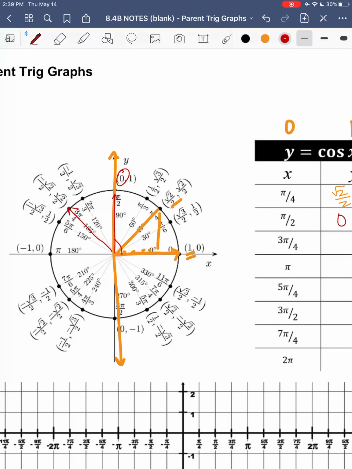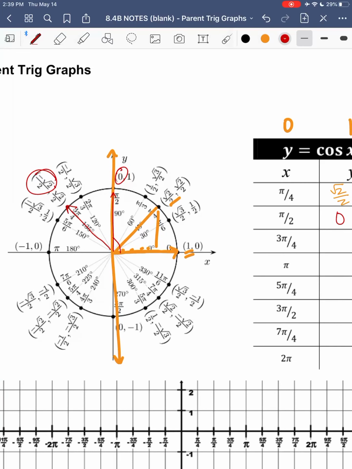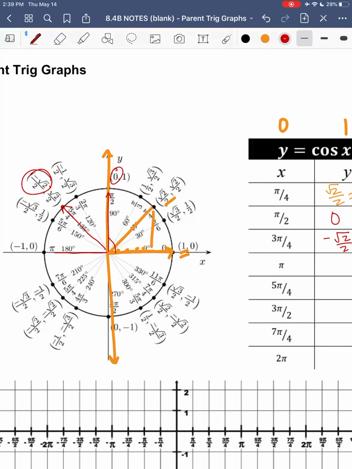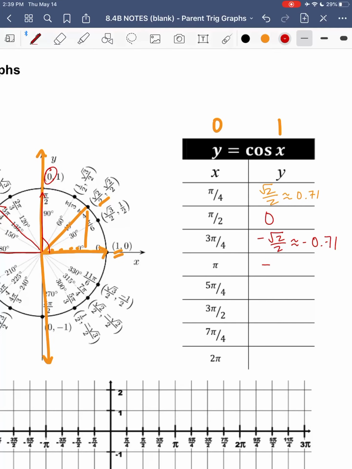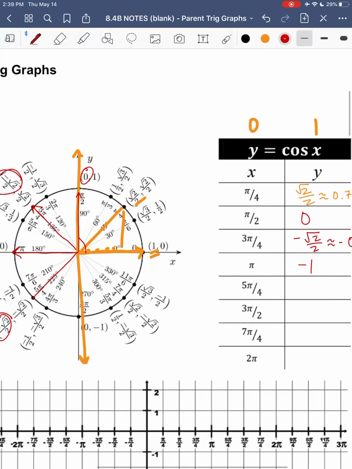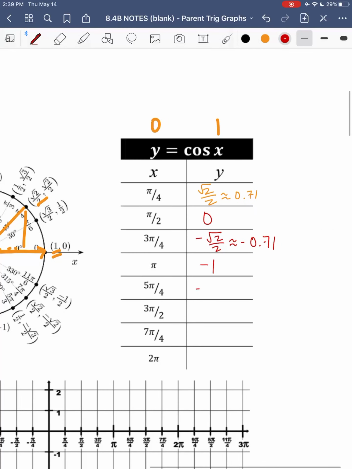3 pi/4. By the time we get to 3 pi/4, we are back at being square root 2 over 2 away, but now we're to the left, so we're going to be negative square root 2 over 2, which is about negative 0.71. At pi, we are the furthest away from the y-axis we can be to the left, so cosine is -1. 5 pi/4 is down here, so we are to the left of the y-axis, negative square root 2 over 2.